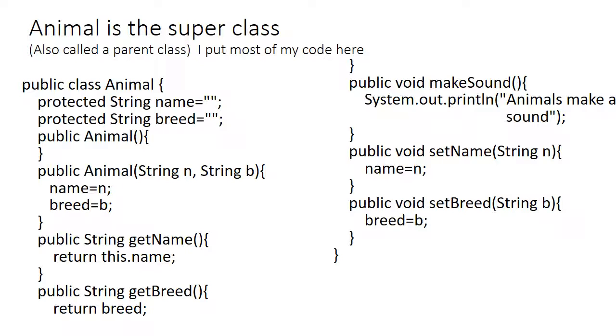In this example, we're going to make an animal as a superclass, and then two subclasses that will be cat and dog. Most of the code will be in the animal class. That's where most of the methods are, and that's where most of the members, the class members or variables are. You'll notice in the animal superclass, we have the name and the breed of the animal as protected data. Protected data can be accessed by the subclasses.